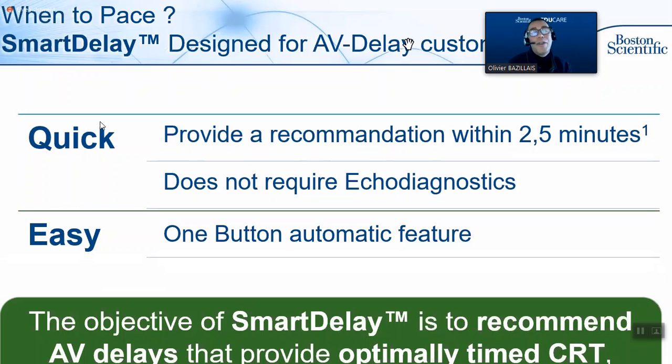It's an algorithm helping you to rapidly determine the optimal AV delay. The test is even shorter than 2.5 minutes, and the test is performed by the device, just one button to push. And of course, the objective of the smart delay algorithm is to recommend AV delays, best and sensed AV delays, providing optimally timed CRT, maximizing contractile function.